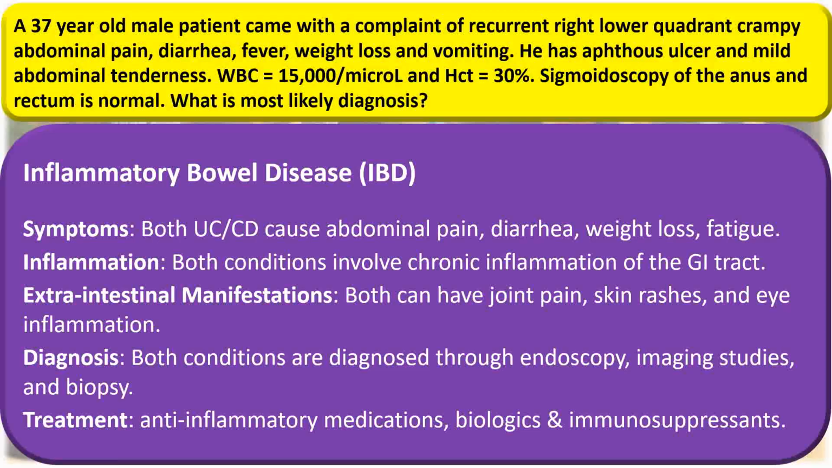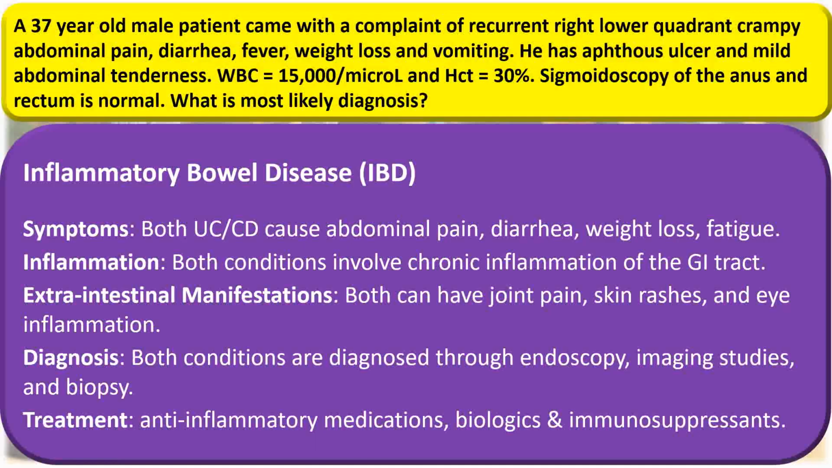Another similarity is the chronic inflammation that characterizes both ulcerative colitis and Crohn's disease. This inflammation occurs in the gastrointestinal tract, which includes the mouth, esophagus, stomach, small intestine, and large intestine. It's this inflammation that leads to many of the symptoms associated with inflammatory bowel diseases.